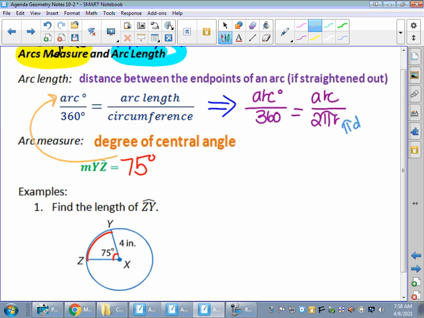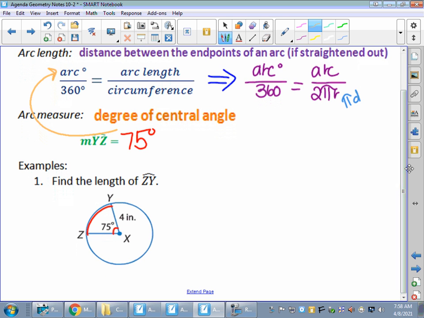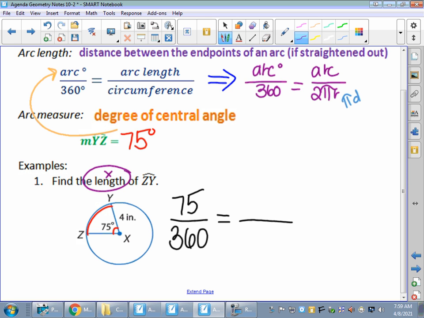So in this example, it says find the length of arc ZY or YZ, however you want to name it, right? We've got a choice. So let's set up ourselves a proportion. So the arc degree, we said the measure of the arc was 75. This is always 360 down here. It says to find the length of the arc, so that's going to be our x. That's usually where our x goes. Over the circumference. Well, we could do this on the side, or we could just put this problem in. So I'm going to say, well, the radius is equal to 4 inches. So I'm going to say 2 times pi times 4.